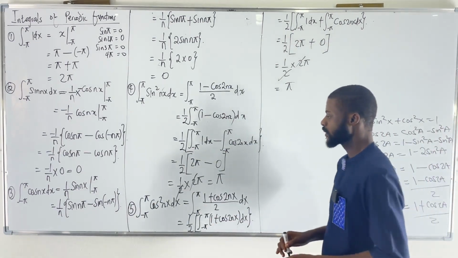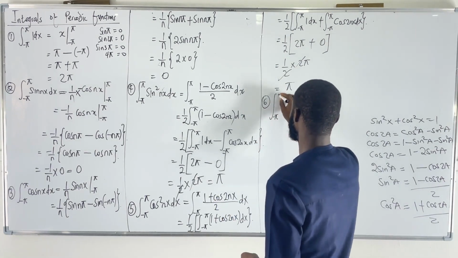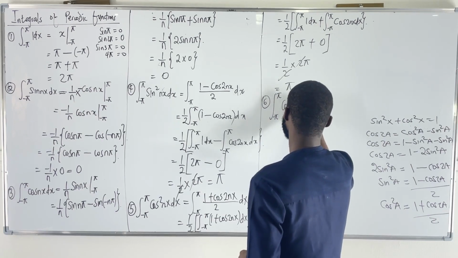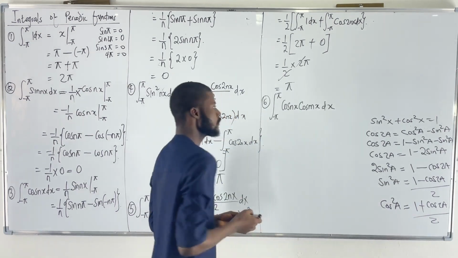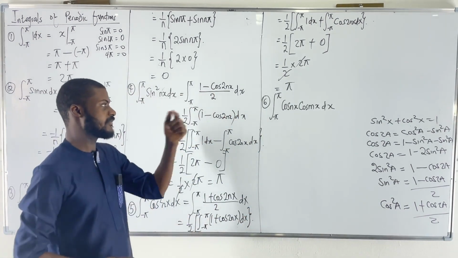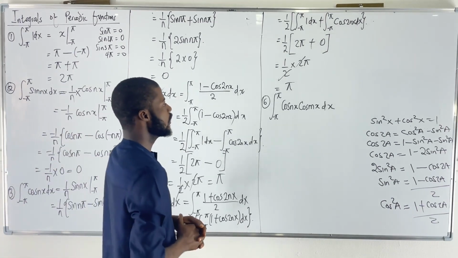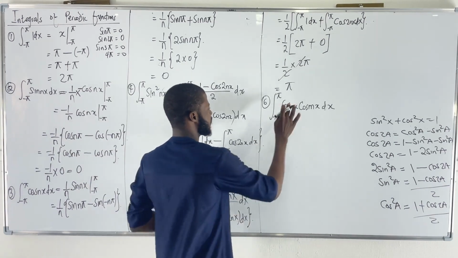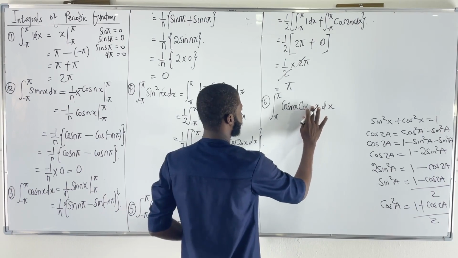Beautiful. Now number 6 is a special type. The integral from minus pi to pi of cos nx cos mx dx. Now take note, please. I want to make this very short. Now if you look at this, this is nx. Let me put m first, and let me put n second.